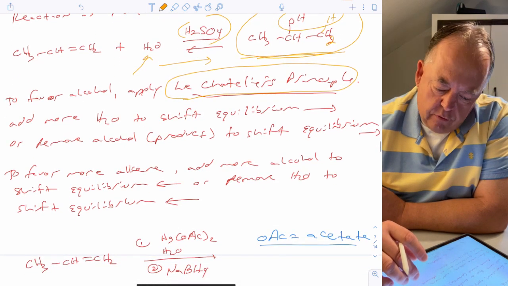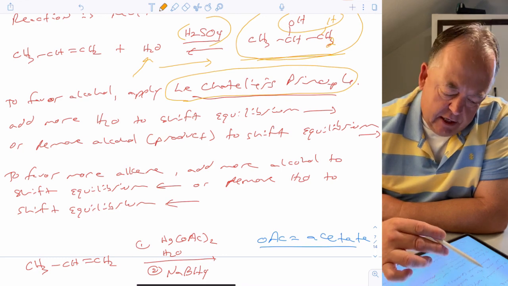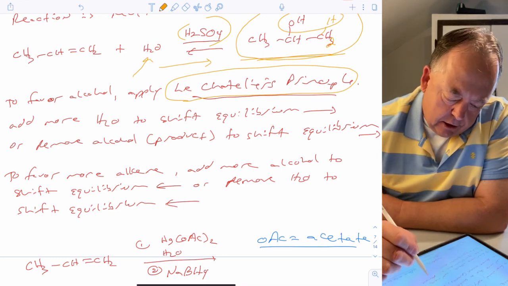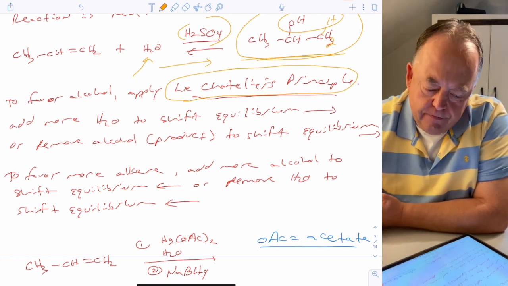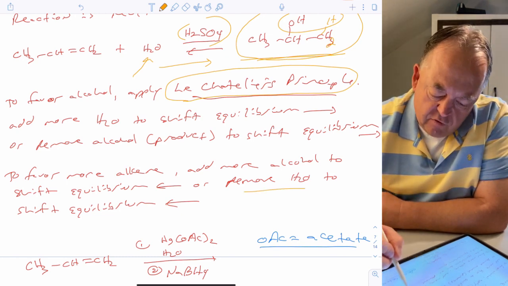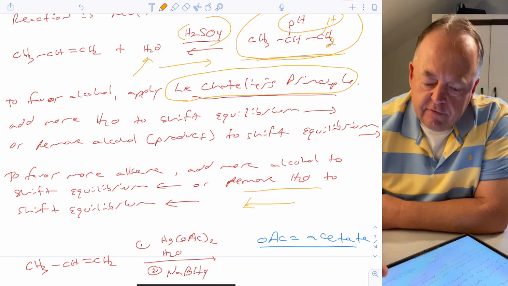Or if you wanted to favor the reverse reaction and take an alcohol and dehydrate it to lose water to make an alkene, then again, by Le Chatelier's Principle, if you wanted the reaction to shift left, you could add more product. Or you could try to remove the water as it's formed, and then that would shift the equilibrium back to the left.